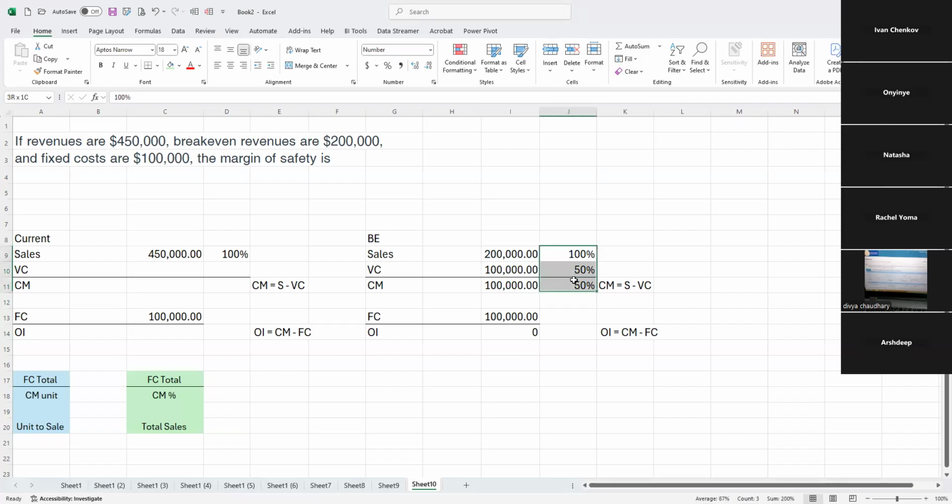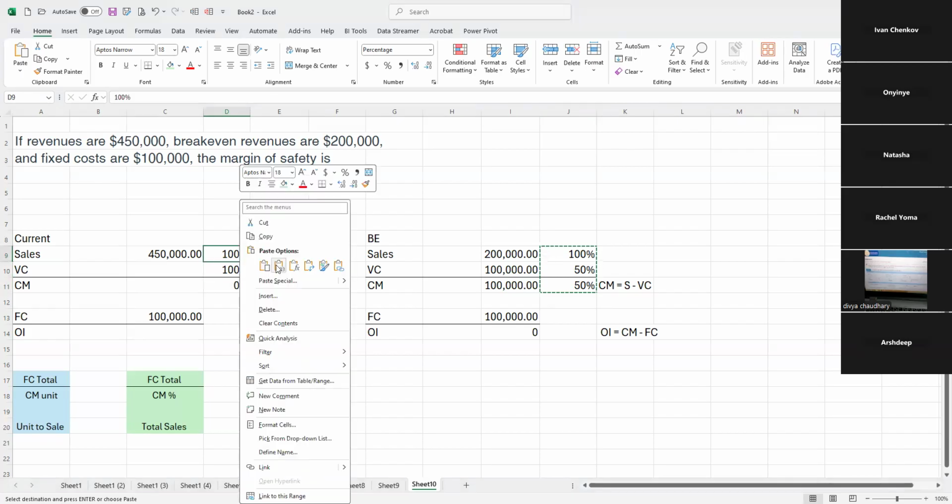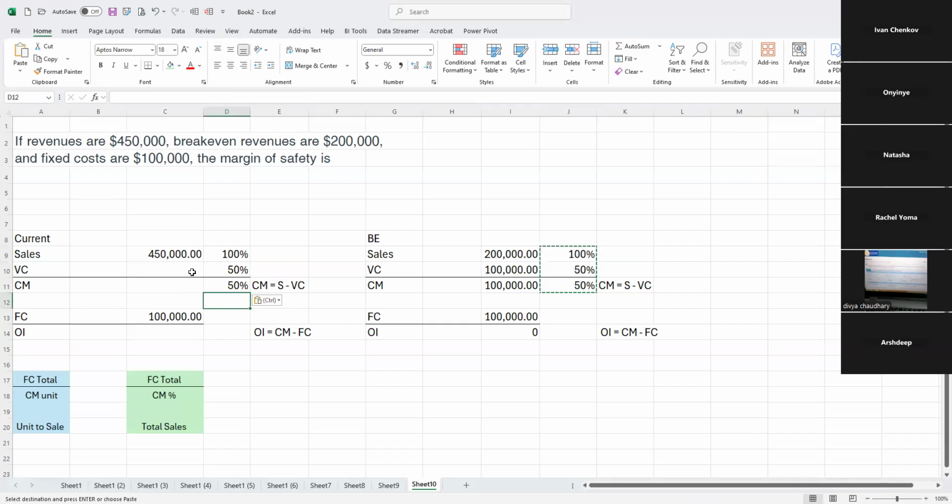Once I know those percentages, how do those percentages change when the level of activity changes? They stay the same. They're always going to be the same. So if those are the same, can I predict my contribution margin and variable cost here? Yes, 225, and the contribution margin here will be 220.